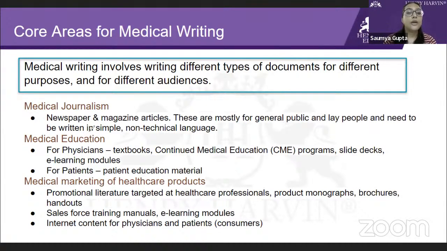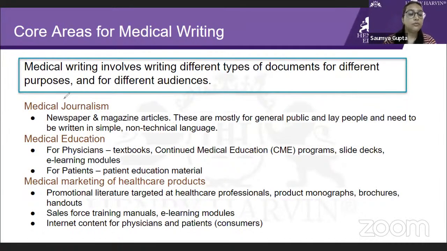Medical writing involves writing different types of documents for different purposes, and the readers vary depending upon what type of document it is. Readers can be laymen, scientists, researchers, students, or regulatory professionals. So as a medical writer, you will be involved in writing different types of documents for different purposes. Each document has a different objective to serve and different audiences.